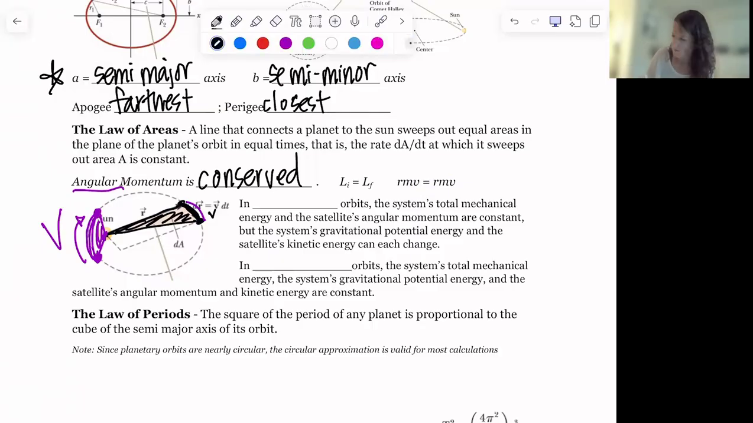All right, so let's continue here. In elliptical orbits, the system's total mechanical energy and the satellite's angular momentum are constant, but the gravitational potential energy and the kinetic energy can each change. So essentially, at these different places, our potential energy and our kinetic energy are changing from here to this point over here. So it's not the same here as it would be over here, but the total mechanical energy is indeed the same.